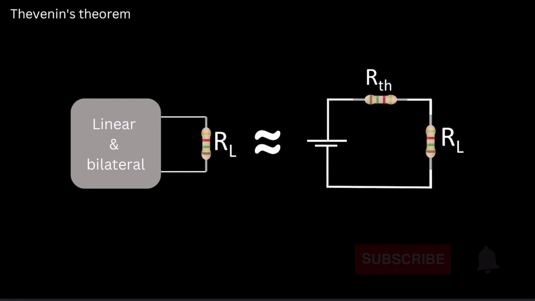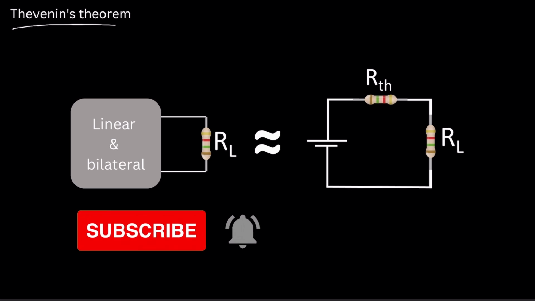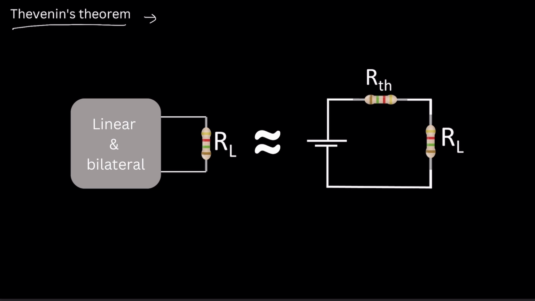Today we will explain a very important concept in network theory called Thevenin's theorem. Thevenin's theorem states that any linear and bilateral circuit can be simplified to a circuit consisting of a voltage source VTH and a resistance RTH, or Thevenin resistance. That means any linear and bilateral network we can change to this kind of circuit.